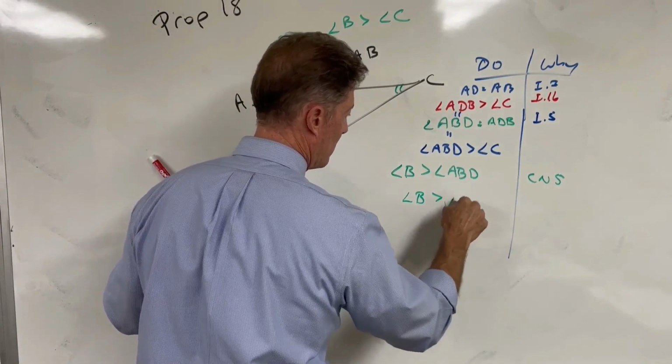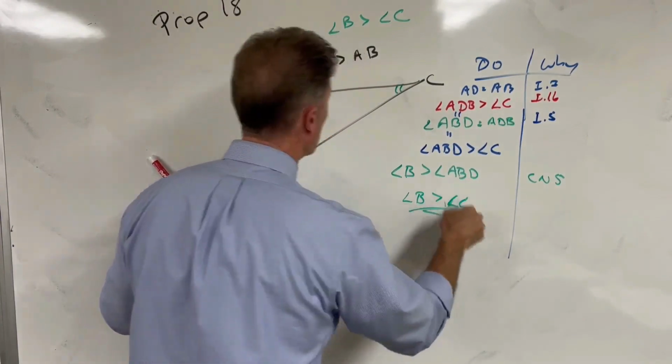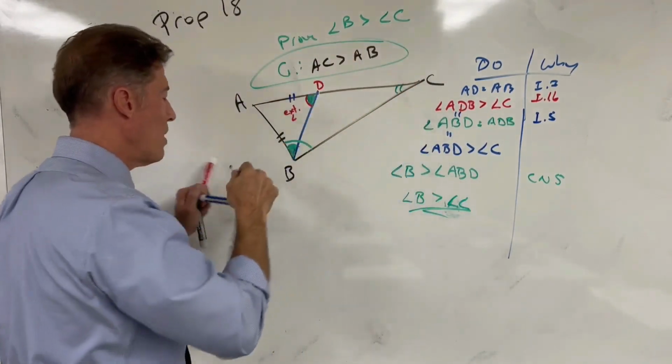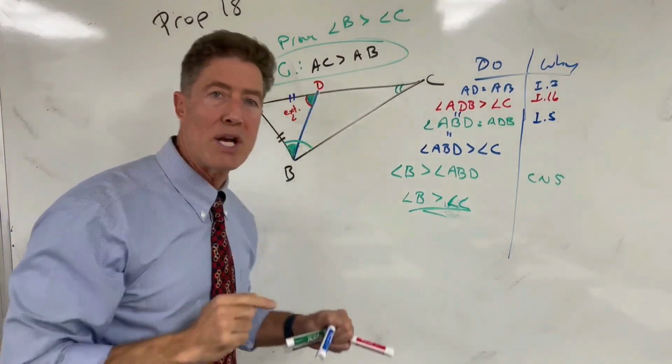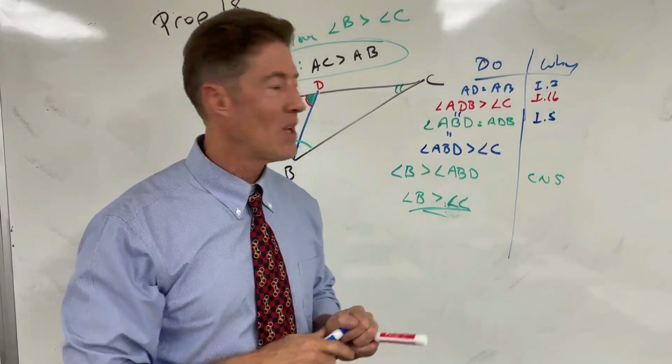Angle B is greater than angle C. And that's what we're trying to prove. Therefore, in a triangle, the greater side subtends the greater angle. Oh, QED.